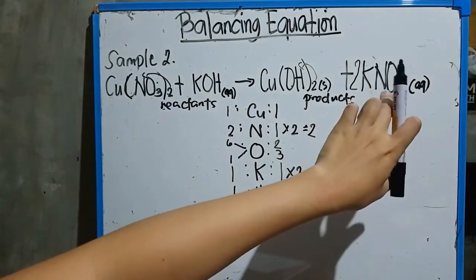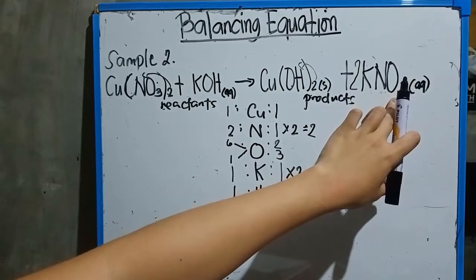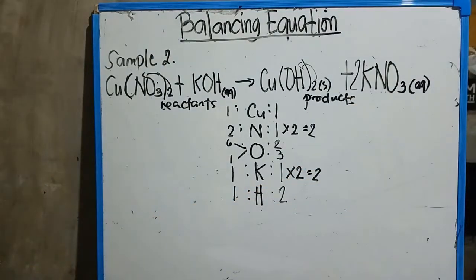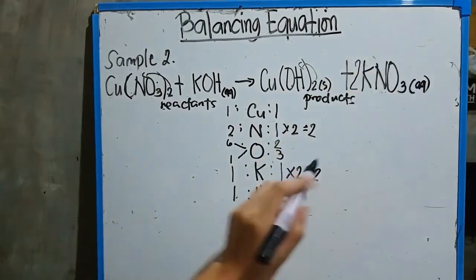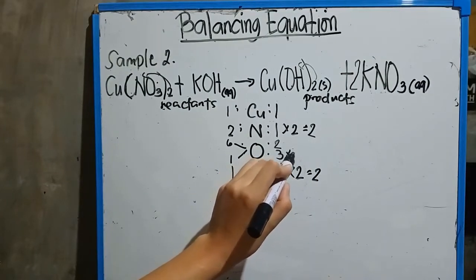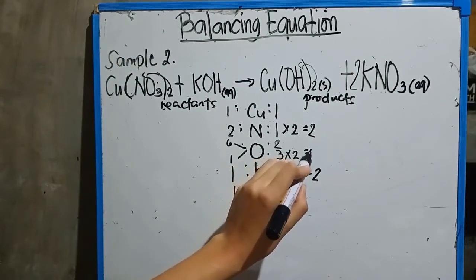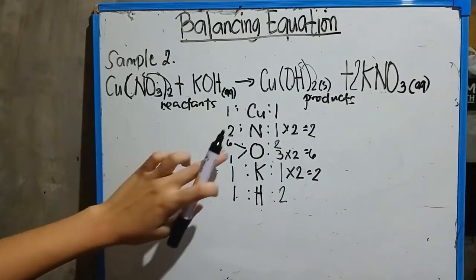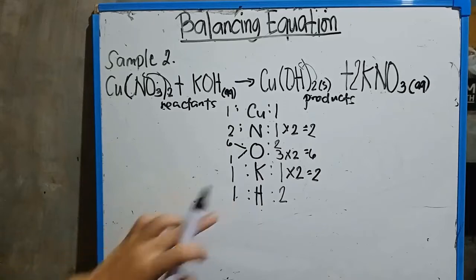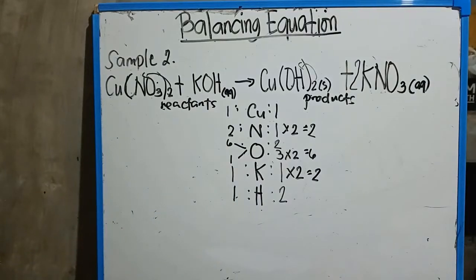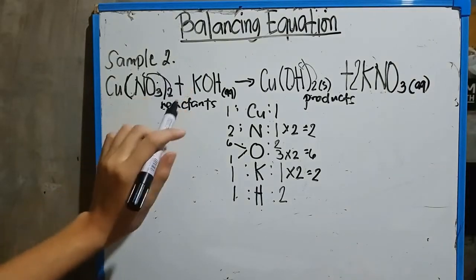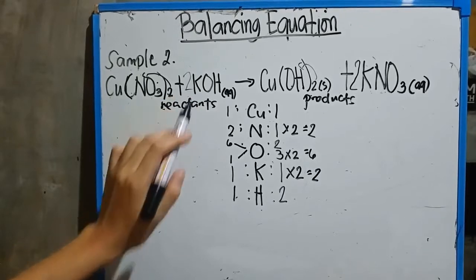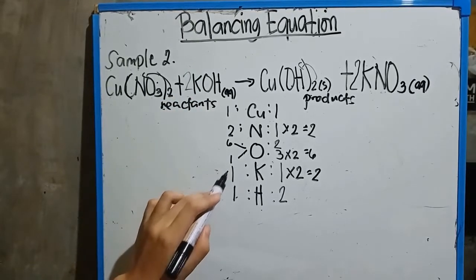Then our nitrogen and oxygen will be affected since they are in one compound. So 2 times 3 is 6. As you can see, our oxygen, potassium, and hydrogen are now unbalanced, and we need to balance that to 1. So where should we balance? Here is potassium. So write an imaginary 2. Let's try.